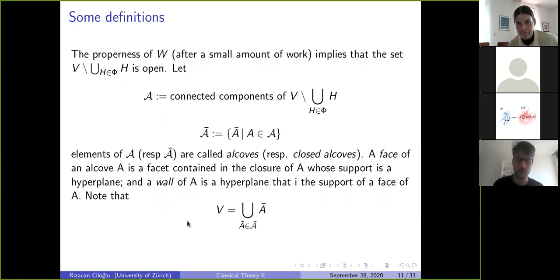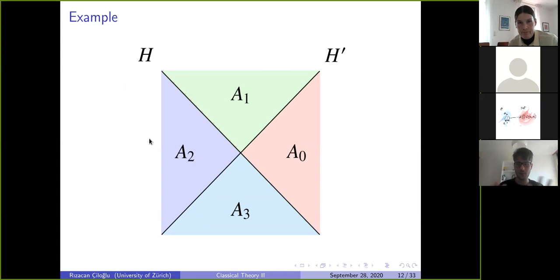So let's say we have R2 and we have these two hyperplanes. Let's start by seeing what the facets are here. These colored regions without lines are actually facets. Why? Because let's take A0 here. The others will be symmetric arguments. With respect to H bar, points here are on the same side, and with respect to H, they are also on the same side. So this A0 is a facet, basically.